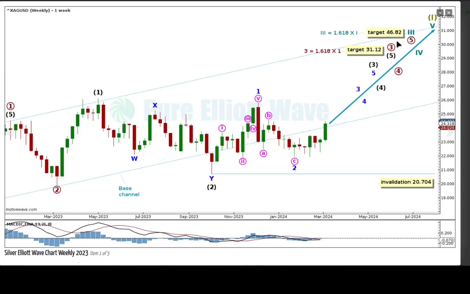Cycle wave 3 has a target calculated at 46.82, the 1.618 Fibonacci ratio of cycle wave 1. And within that, primary wave 3 has a target calculated at 31.12, the 1.618 Fibonacci ratio of primary wave 1.